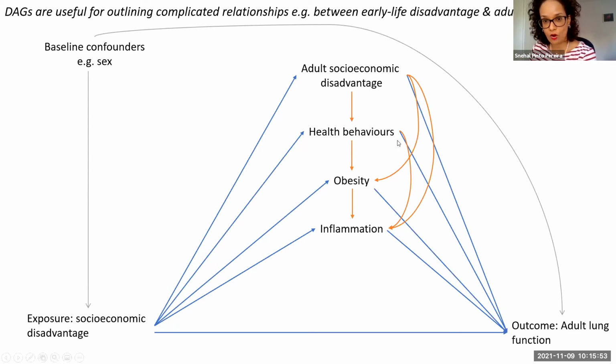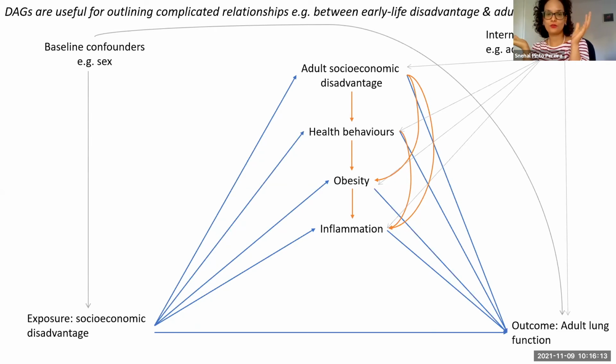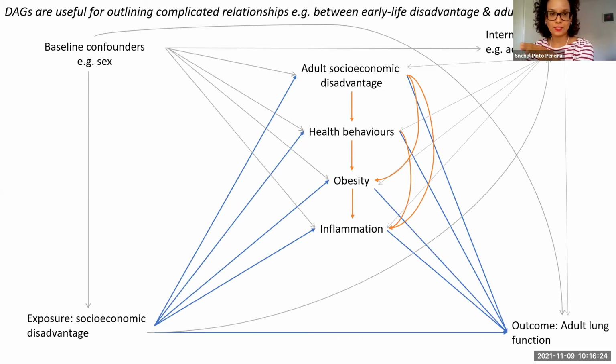And that's what all these different orange arrows are trying to indicate. You can have direct effects of health behaviors on inflammation, or the effect of your health behavior through obesity onto inflammation. Yeah. And then don't forget, you can have confounders in adulthood. So for example, your mental health can affect your health behaviors and your adult disadvantage, and can also potentially affect your outcome. Yeah, and these adult confounders can be affected by both your sex at baseline, your baseline confounders, as well as your exposure, your socioeconomic disadvantage at baseline.